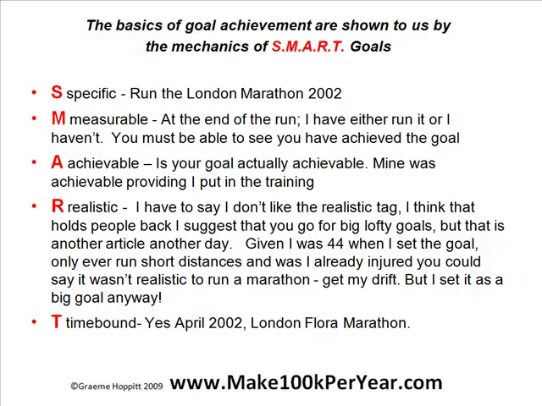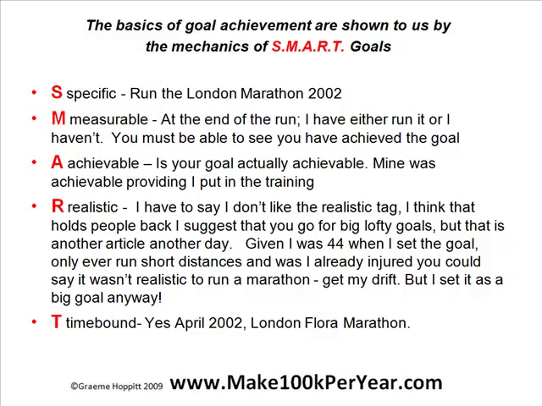M stands for measurable. At the end of the run, I'd either run the marathon, the 26.2 miles, or I hadn't. So you must be able to see that you've achieved a goal. Which leads us to A for achievable. Is your goal actually achievable in the first place? My goal of running a marathon was clearly achievable because other people had done it, providing I put in the training.